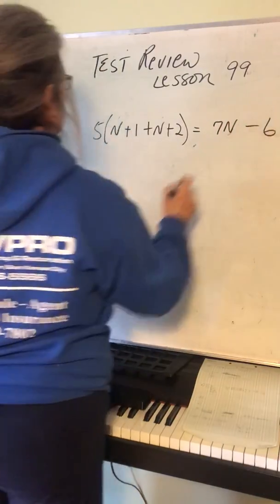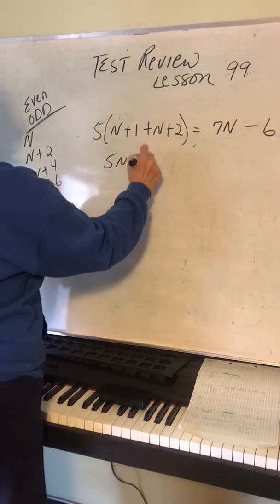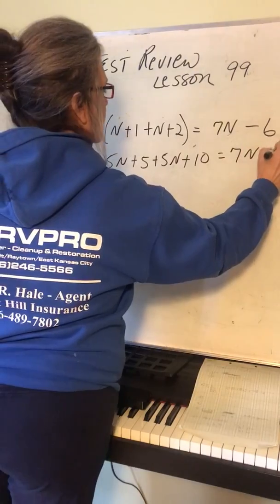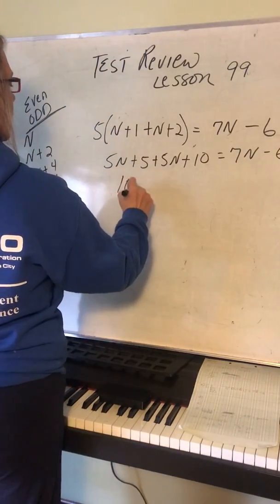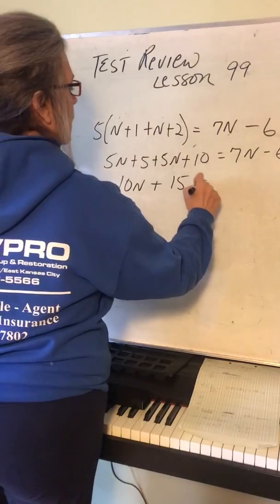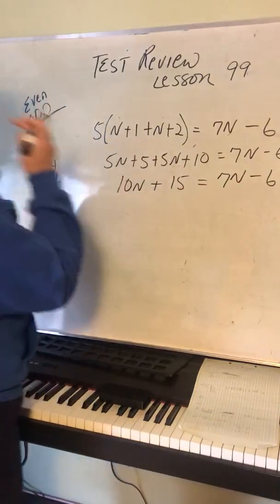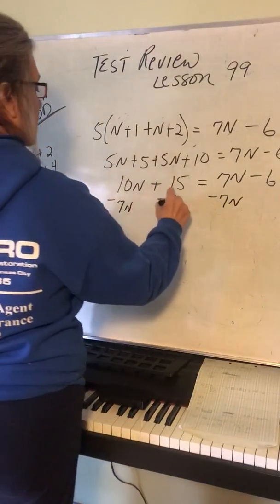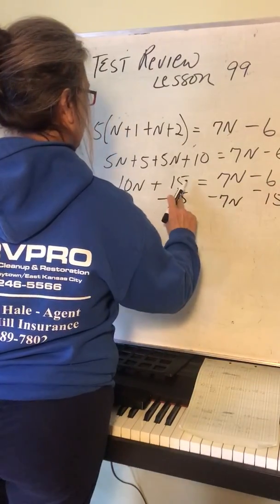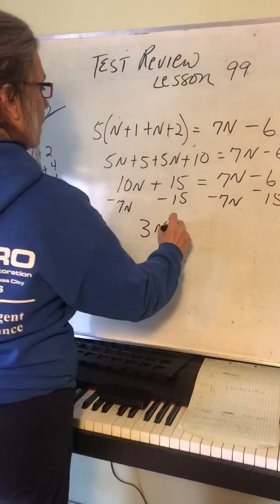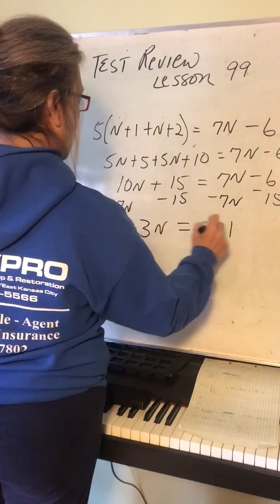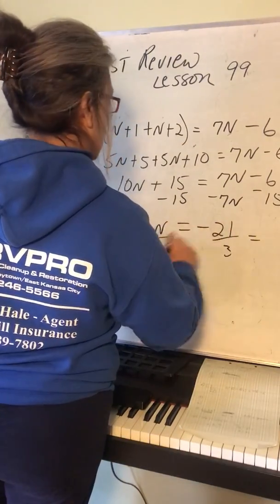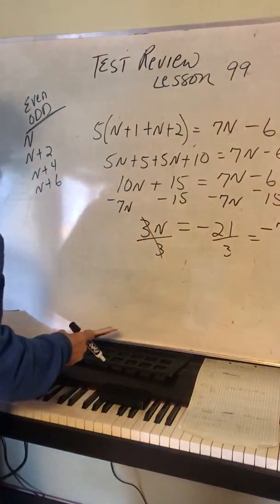7n minus 6. Okay, so this becomes 5n plus 5 plus 5n plus 10 equals 7n minus 6. So this is 10n plus 15 equals 7n minus 6. And we're going to minus the 7n to both sides, minus the 15 to both sides. And we get 3n equals negative 21. And divide by 3, divide by 3. n is negative 7. Okay, so that's what n is.